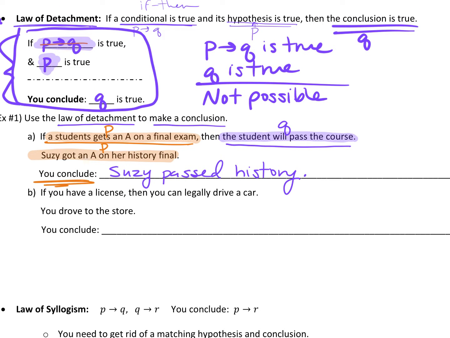This one says, if you have a license, then you can legally drive a car. And then it says you drove to the store. Does that match up with orange or purple? It matches up with purple. You can drive a car, you drove to the store. That's saying the driving part is what happened. But here's the deal. If I make the statement, if you have a license, then you can legally drive to the store, and I say, Dakota drove to the store today, does that mean Dakota has her license?